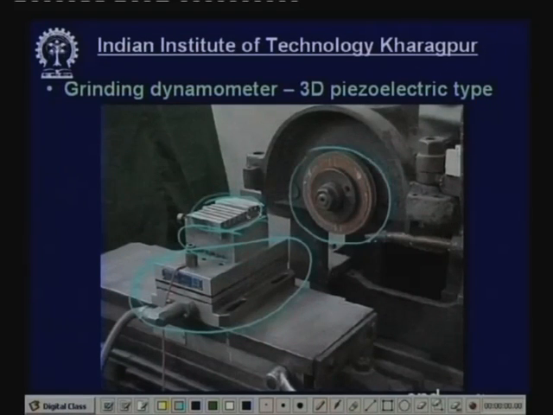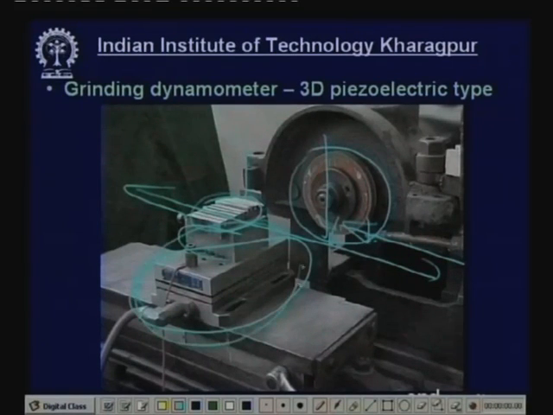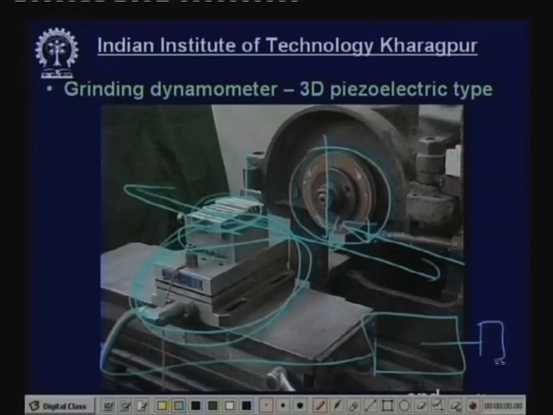This is the grinding wheel. So the job will be traveling under the grinding wheel. Because of this, there will be two forces acting on the job, normal and tangential, and they will be monitored by this three-dimensional piezoelectric crystal type dynamometer. A signal EMF will be taken by this cable and put by a data acquisition system into the PC, and from the PC you get the entire information.